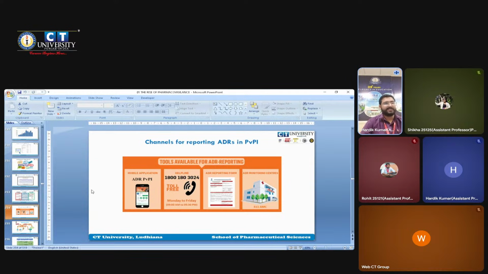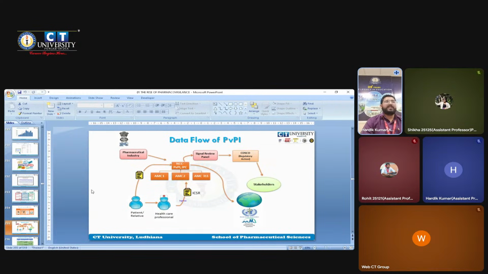The channels for reporting ADRs in PvPI are these tools: mobile apps, the helpline number 1-800-180-3024, the reporting form, and the ADR monitoring centers nearby your location. In the data flow of PvPI, the pharmaceutical industries, patients, relatives, and healthcare professionals send reports, and the ICSRs go to the AMC centers, which have to be monitored by the NCC PvPI. Then there is the signal review, then the SADISCO regulatory actions, then to the stakeholders and the Uppsala Monitoring Centre for more information.